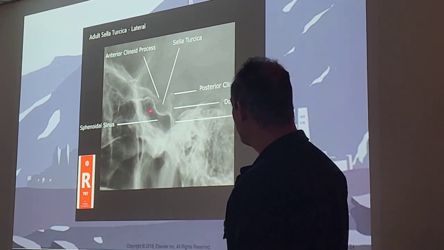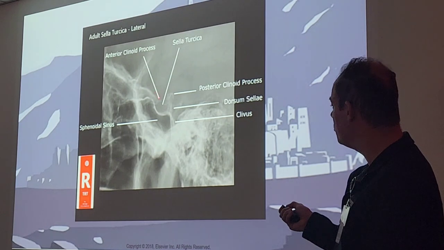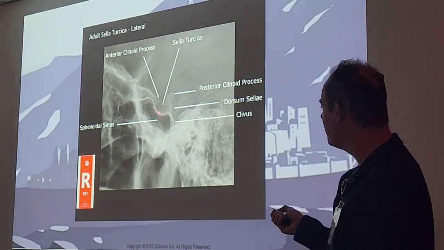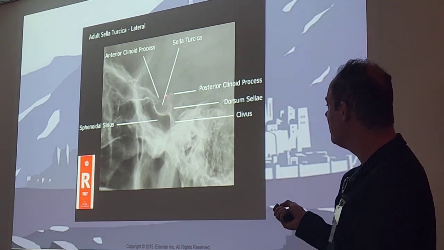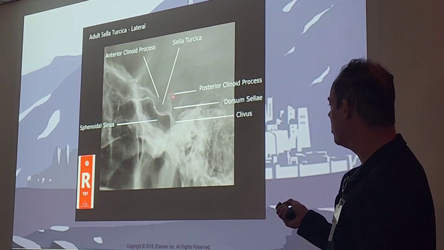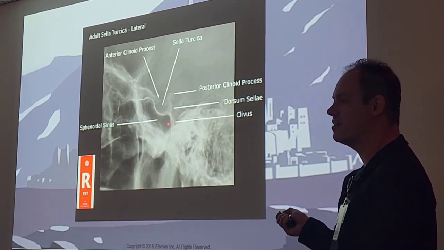Yes. So, here's our sphenoid bone with our sphenoid sinus found in the middle. Let's start from the front and move back. Anterior clinoid process, the first spike. The cup is the sella turcica. The second spike on the back is the posterior clinoid process. We curve down to the dorsum sellae, and then a little further down is the clivus.